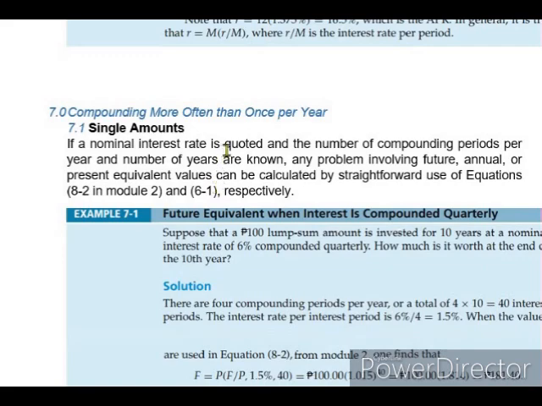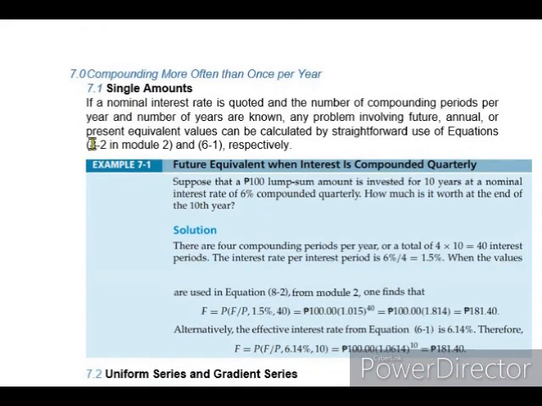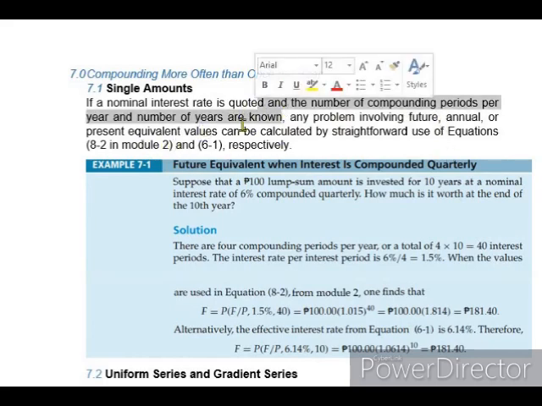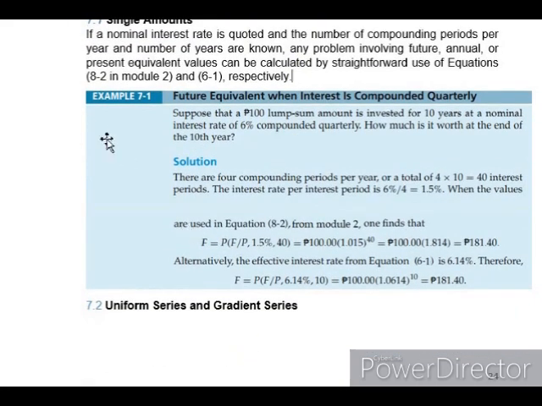7.0, compounding more often than once per year. Okay? So, first part is single amounts. If a nominal interest rate is quoted and the number of compounding periods per year and number of years are known, so kung given yung mga yun, any problem involving future, annual, or present equivalent values can be calculated by straightforward use of equations. Okay? Yung equation 8-2 sa previous module yon, module 2. Ito naman 6-1 yung equation dito. Okay? So, gagamitin natin siya dito sa example 7-1.